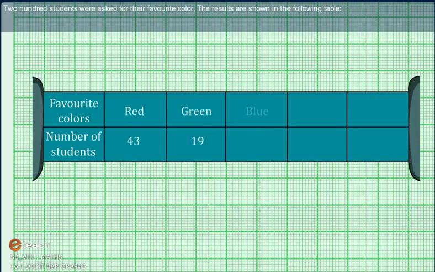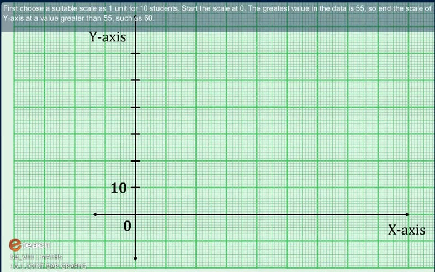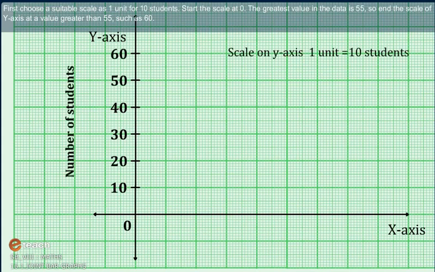200 students were asked for their favorite color. The results are shown in the following table. Red, green, blue, yellow, orange. First, choose a suitable scale as 1 unit for 10 students. Start the scale at 0. The greatest value in the data is 55. So end the scale of y-axis at a value greater than 55, such as 60.